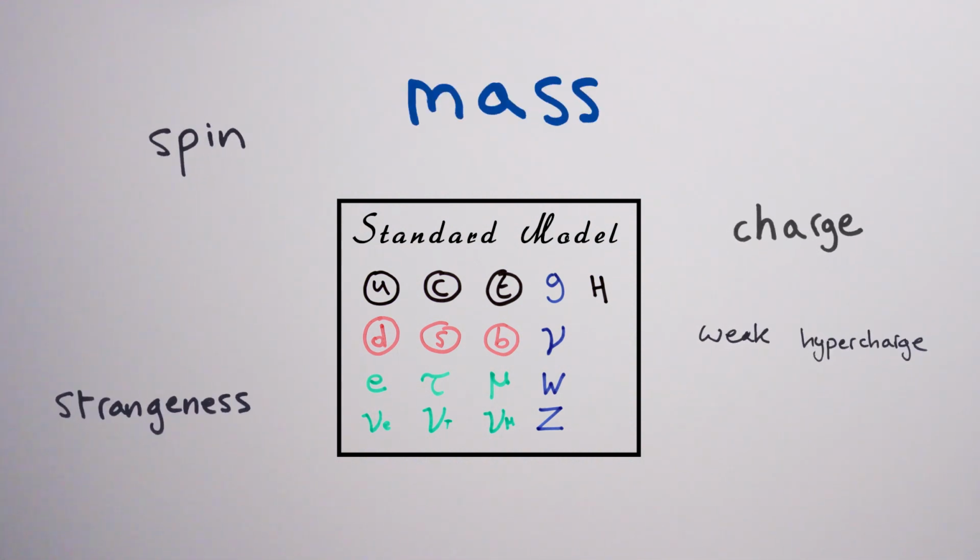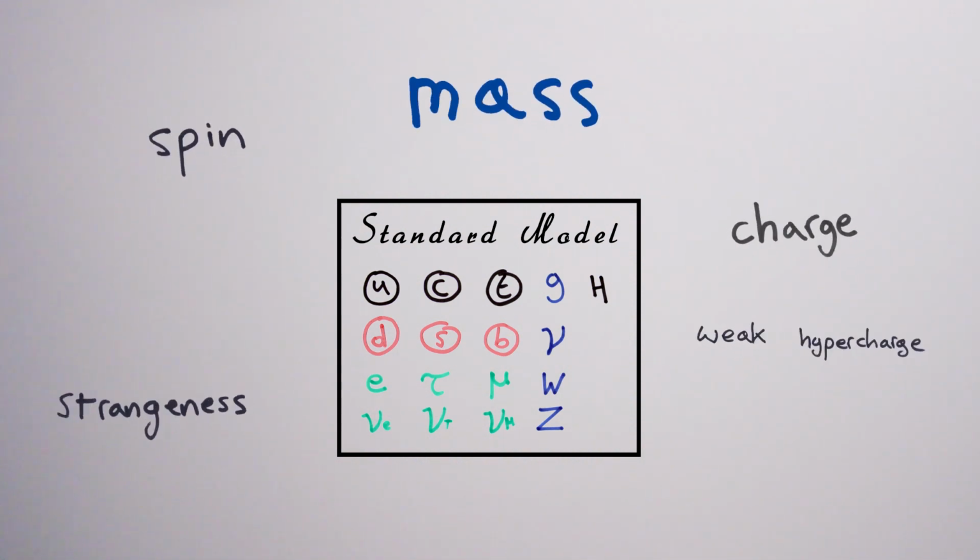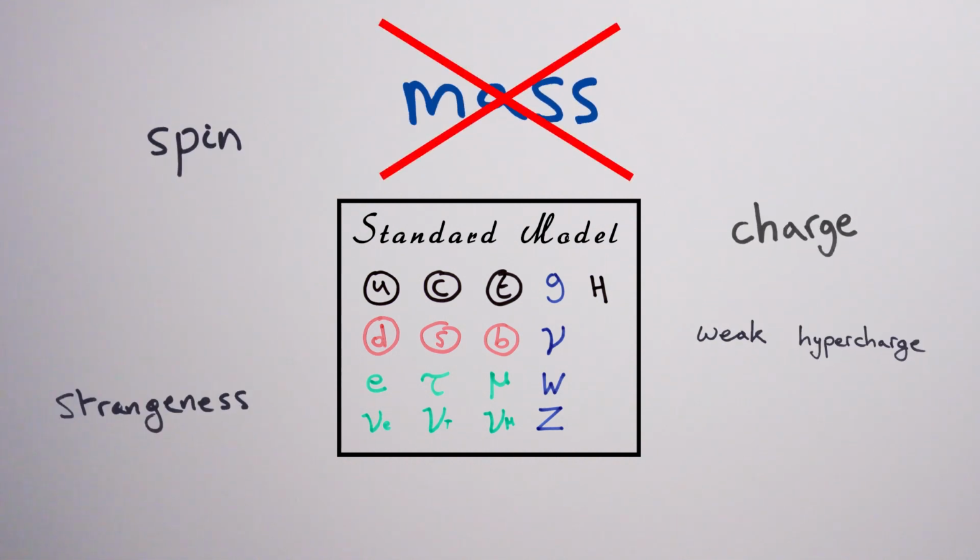But when we try adding mass into the equations, they break down. We get nonsensical answers. What's going on here? The equations that govern these subatomic particles treat them as if they're massless. But we know they must have mass because they make up you and me, right? We need to explain mass differently.